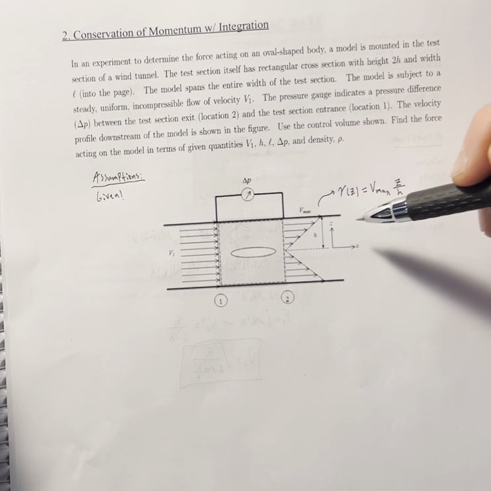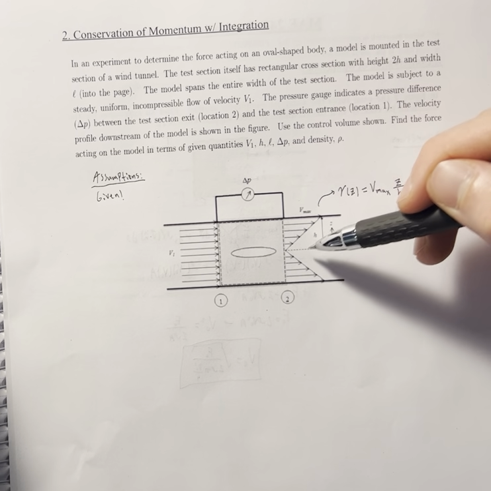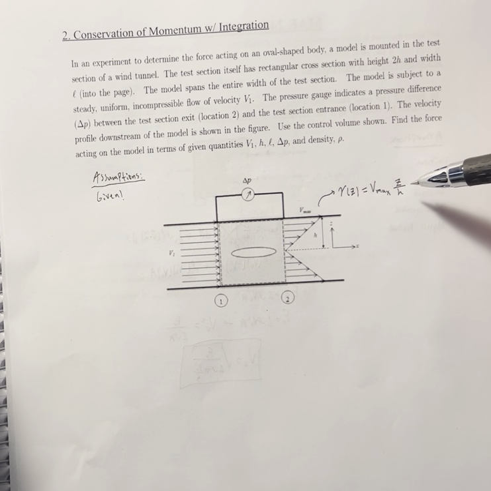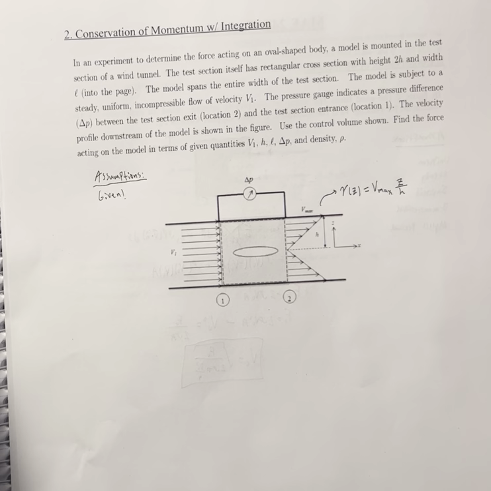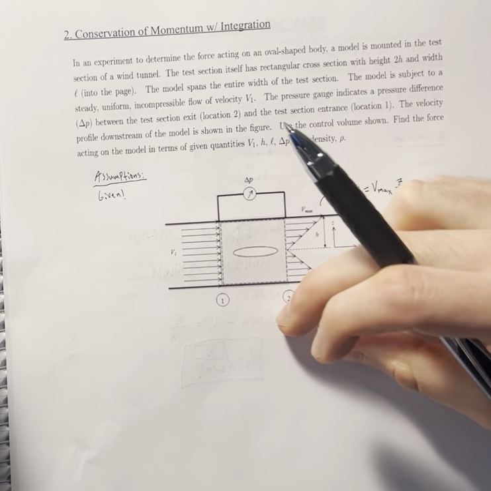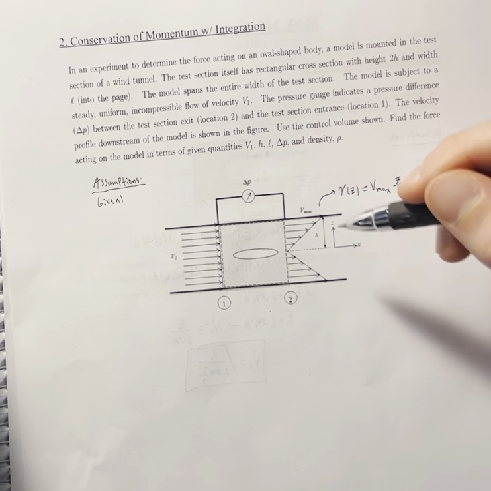Quick mental check. What happens when z equals 0? You get 0 at the center line. What happens when z equals h? You get 1. Vmax times 1 is Vmax. Boom. So there is our velocity profile. Literally easy as that.